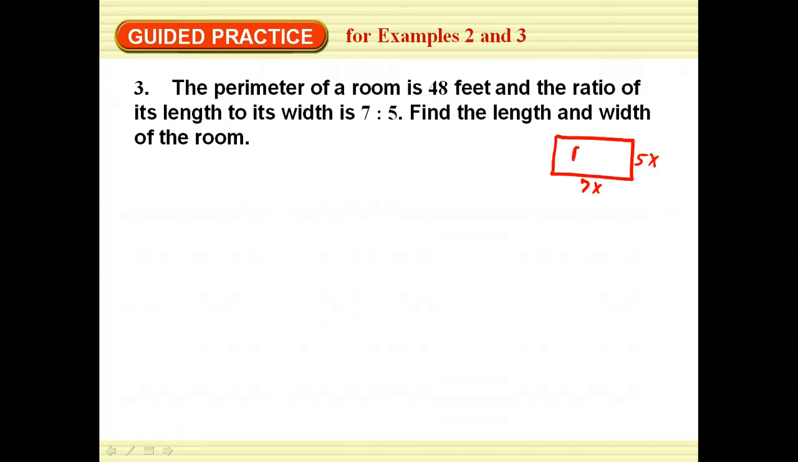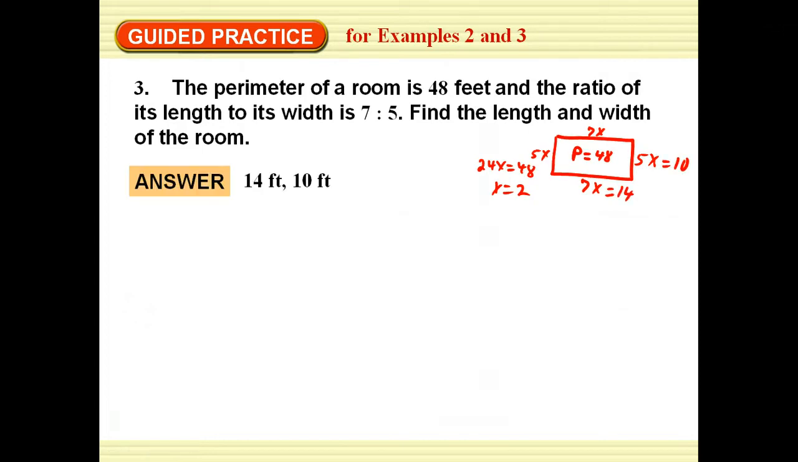I know the perimeter is 48 feet, and I know that I get perimeter by adding up all the sides. That means this is 7x and that's 5x. So altogether I've got 24x equals 48. x is 2, therefore the length is 14, the width is 10.